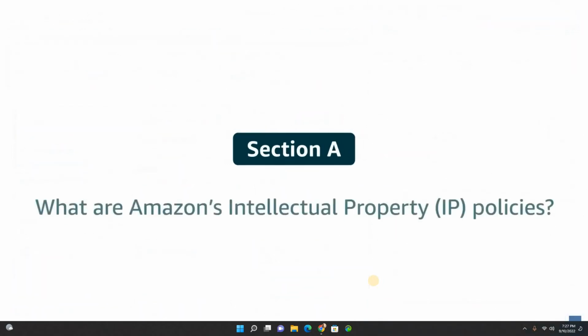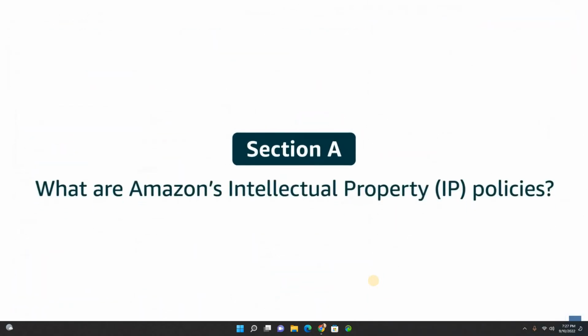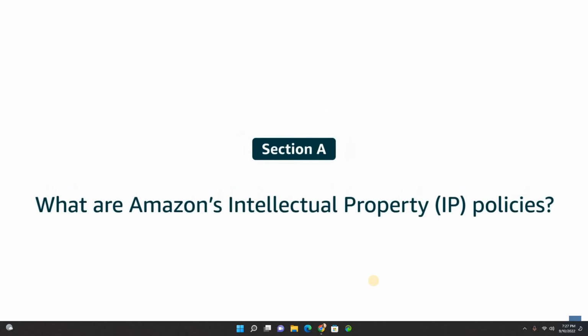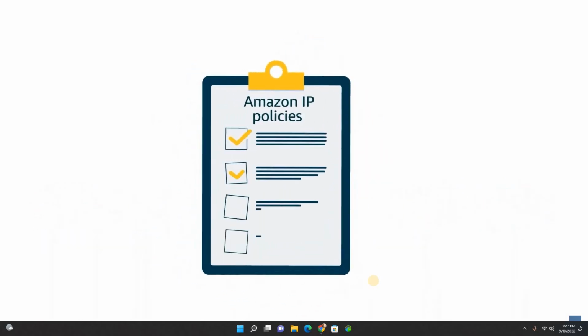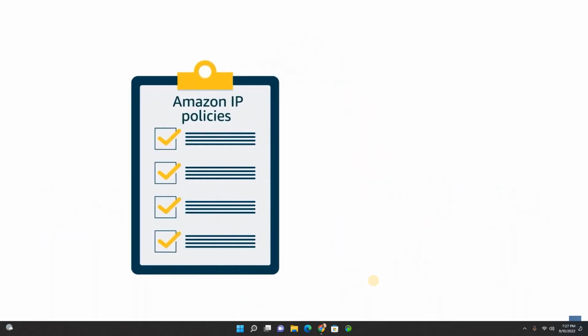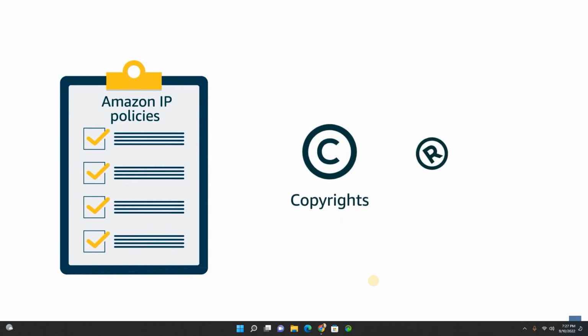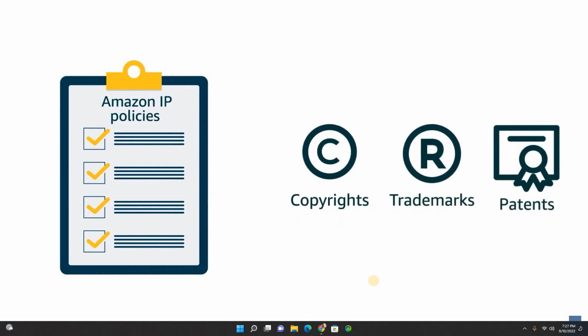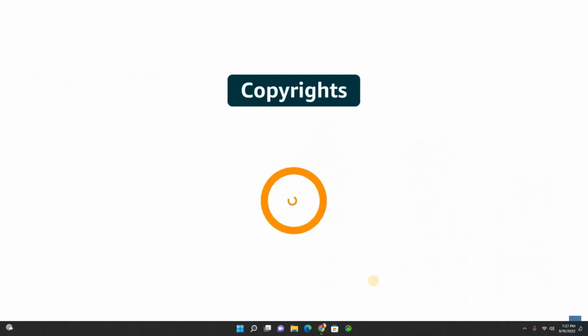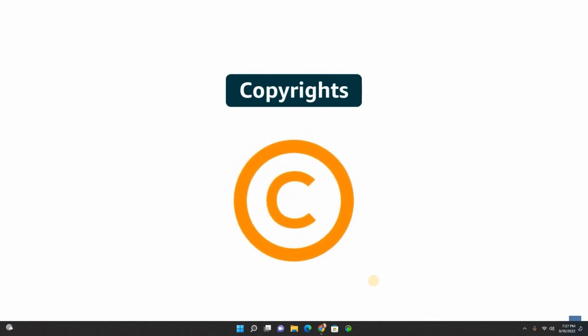Let us first discuss what are Amazon's intellectual property IP policies. Amazon's IP policies comprise of 3 main categories. 1. Copyrights. 2. Trademarks. 3. Patents. 1. Copyrights. Copyrights are legal protections for original works of authorship.